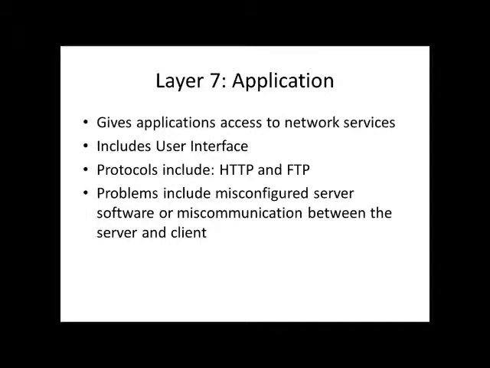The main point of the application layer is to give interfaces to applications for accessing network services. Some of the application layer's protocols include HTTP, FTP, SMB, CIFS, and TFTP. Some common problems at this layer are missing or misconfigured server software and miscommunication with the server and client.